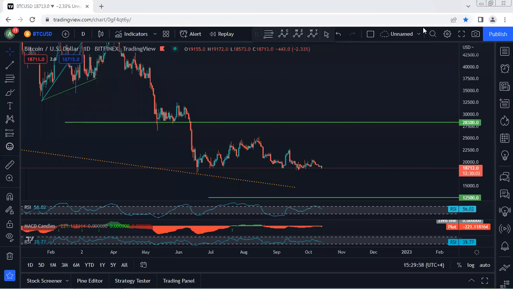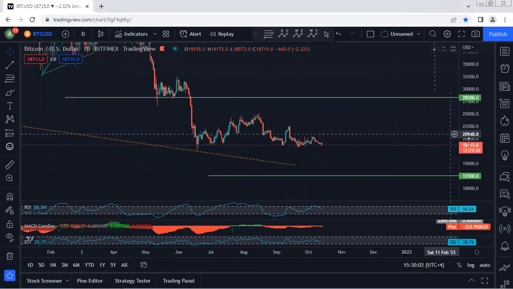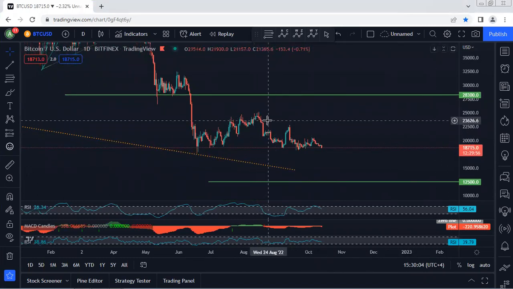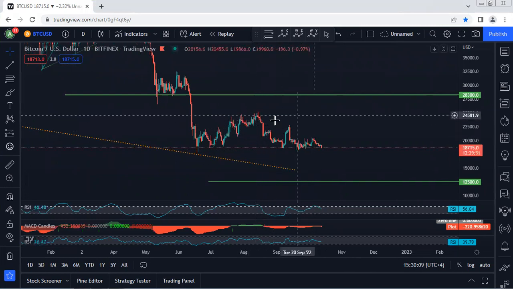Bitcoin, we start with the daily chart. I want to give a quick update. First of all, there was not much update since my last analysis because, as we can see, the price is within the correction.